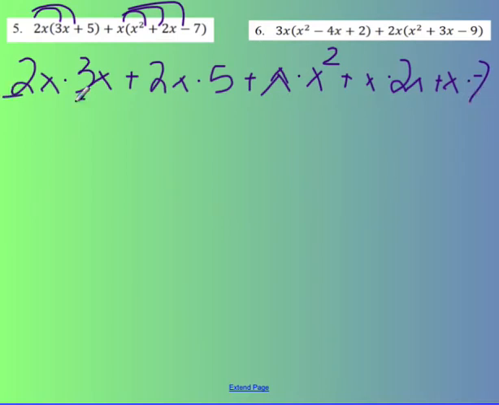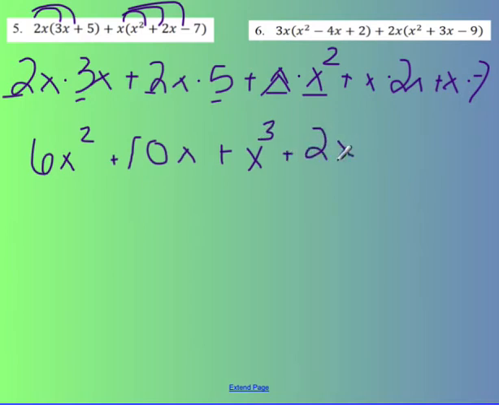So 2 times 3 is 6. X times x is x squared. 2 times 5 is 10. Oops, 10. And then we're going to have x. X to the first times x squared is going to give me x cubed. So all I'm doing right now is simplifying all those monomials.